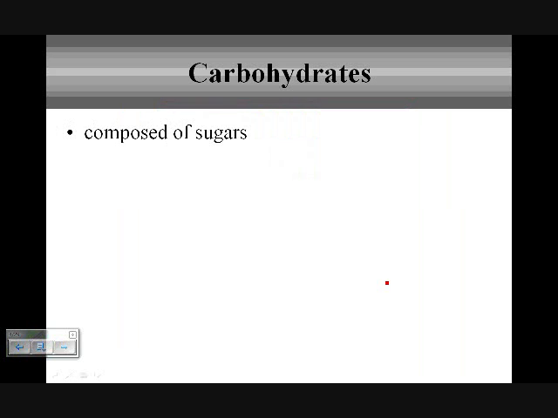We should know that carbohydrates are composed of sugar, so everything that's composed of sugar is considered a carbohydrate. That means that carbs are not only those breads, pastas, rice, grains, but we're also talking about fruits, and we're also talking about vegetables as well, right?